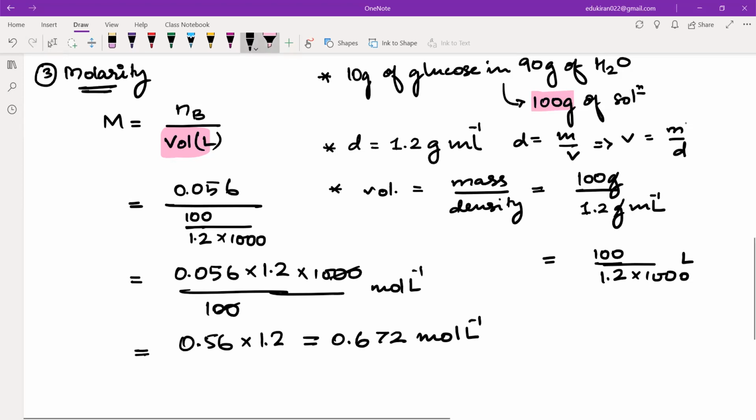And whenever you are writing the answer, please never forget to write the units, okay? Never forget to write the units. It will not be 6.72, Hamza, calculate it properly. Yes, mistake, I missed it, sir. Okay, okay.